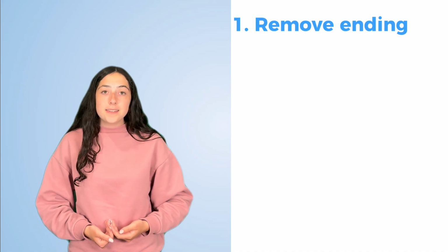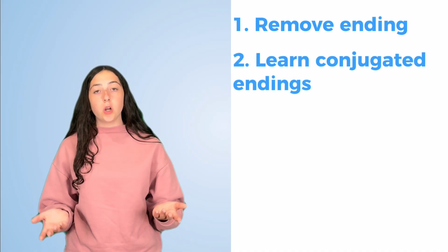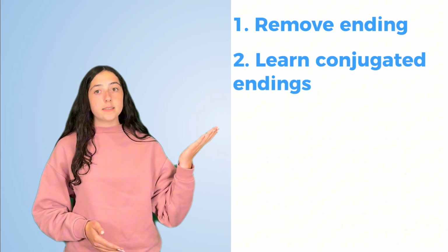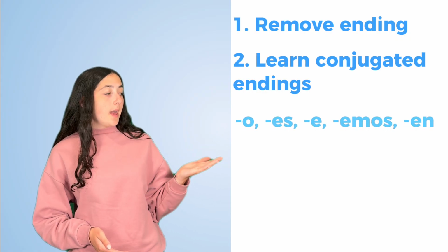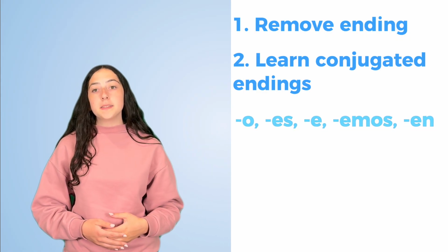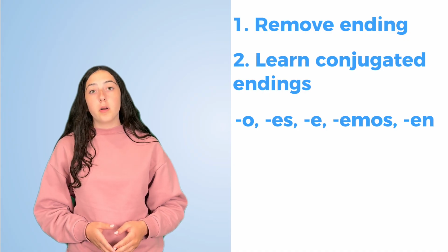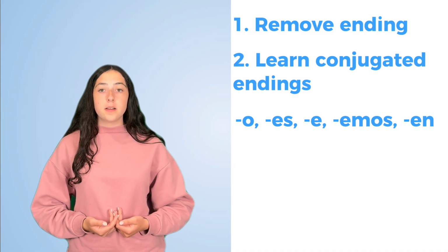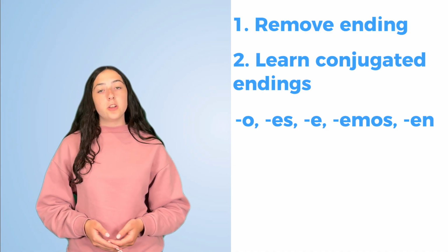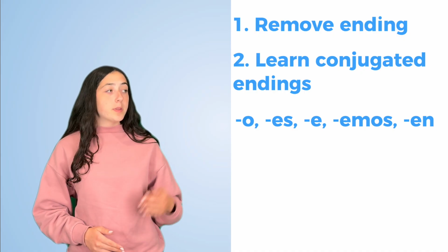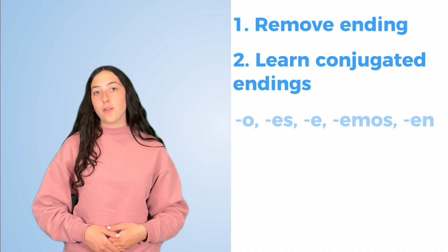Now, let's learn the endings. For regular ER verbs, we'll use these endings: O, S, E, emos, and N. Notice that the yo form is still O, just like it was for AR verbs. The other endings are different, so make sure to pay close attention to them, but they still follow a similar pattern to the AR verbs.